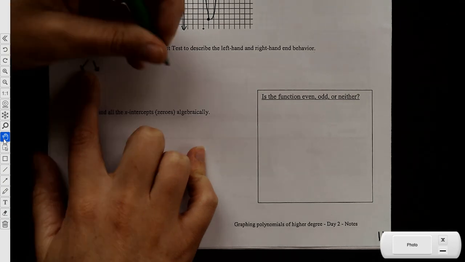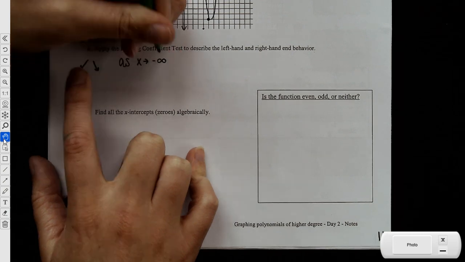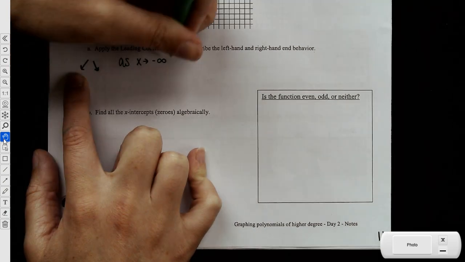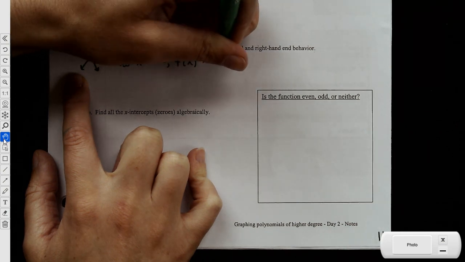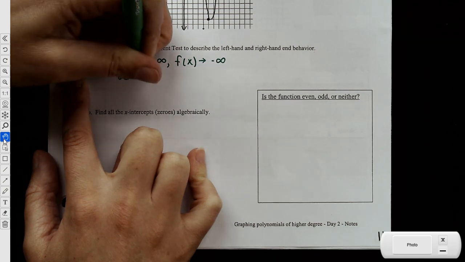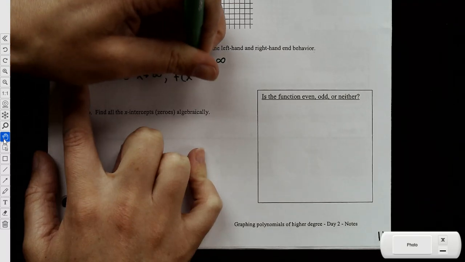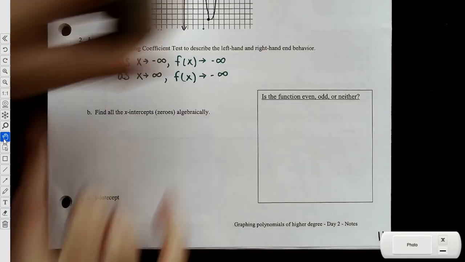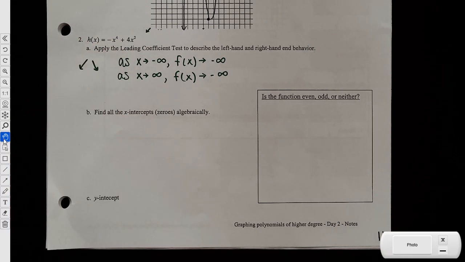And then I can write it. So as x approaches negative infinity, so that's the left side, f of x is going to approach negative infinity. As x approaches infinity, f of x approaches negative infinity. So there is our end behavior, and that's all based off of the negative leading coefficient and the even degree. So I know that on the left and right ends of the polynomial, both of my arrows should be pointing down.